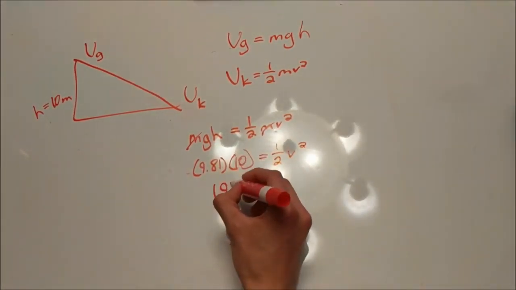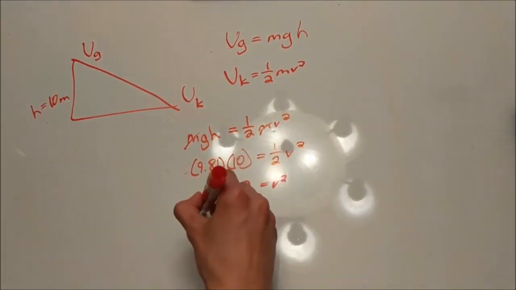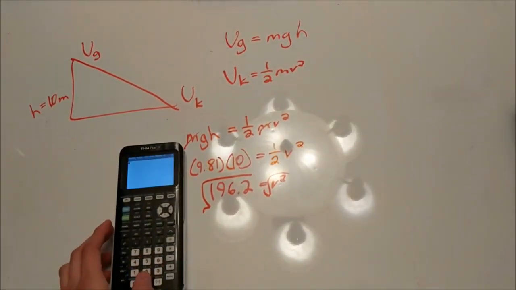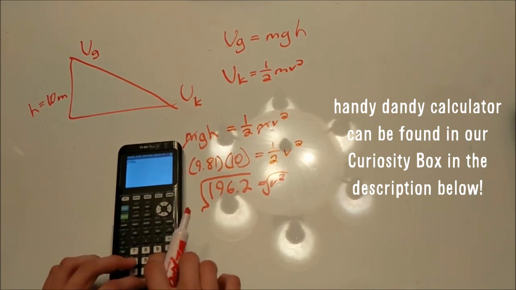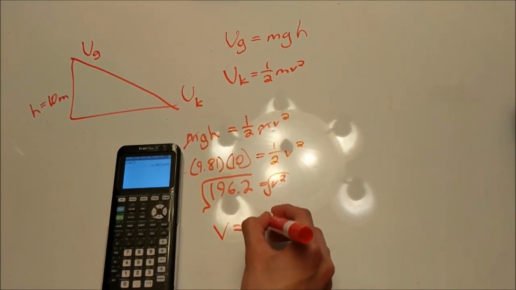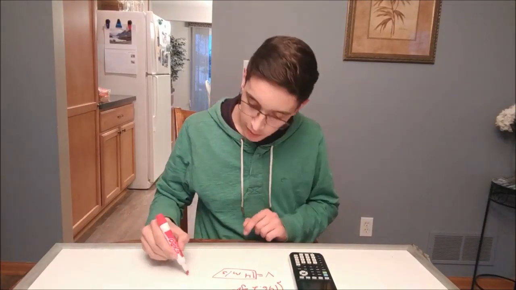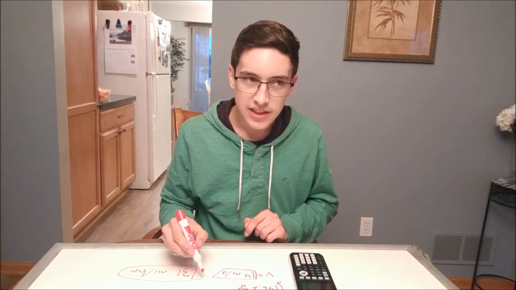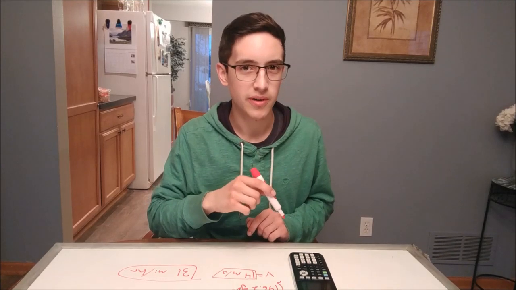And then we get 196.2 equals velocity squared. And we're just going to take the square root of both sides. And using our handy dandy calculator, square root of 196.2, our final velocity is approximately 14 meters per second. And converted to miles per hour, that's about 31 miles per hour. Yet, the actual velocity recorded outside was only 21.7 miles per hour.